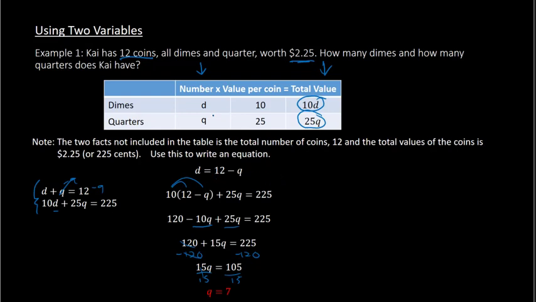We said D plus Q is 12. Right? We can use either equation. D plus Q is 12. Plug 7 in. So D plus 7 is 12. So that would give me 5 for D. So again, using this different method, the number of dimes is 5, and the number of quarters is 7.